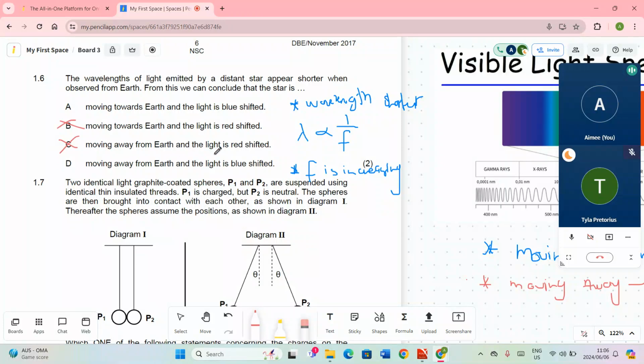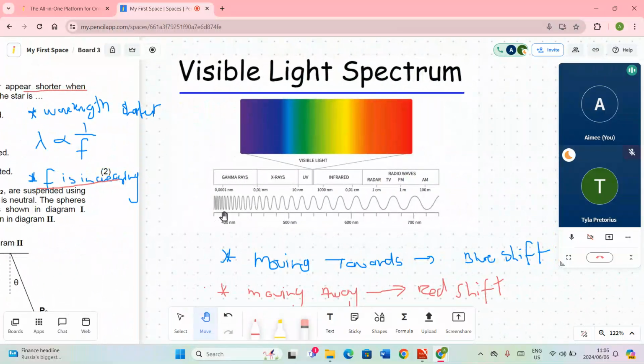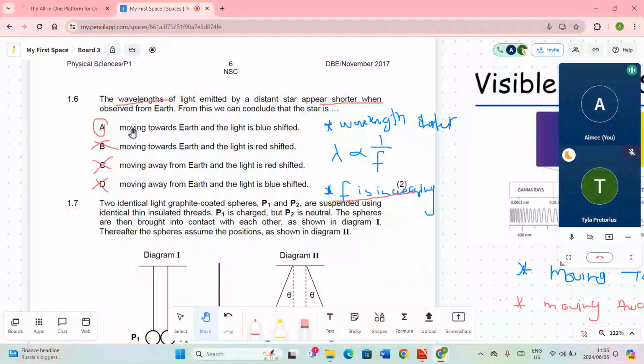Moving away from the earth and the light is blue shifted. Moving away is associated with red, not blue. So that means our answer is A. Our wavelength appears shorter. That means it's got an increasing frequency. And a shorter wavelength and an increased frequency is blue shift. And blue shift indicates moving towards. So that means that the star is moving towards the earth and the light is blue shifted.